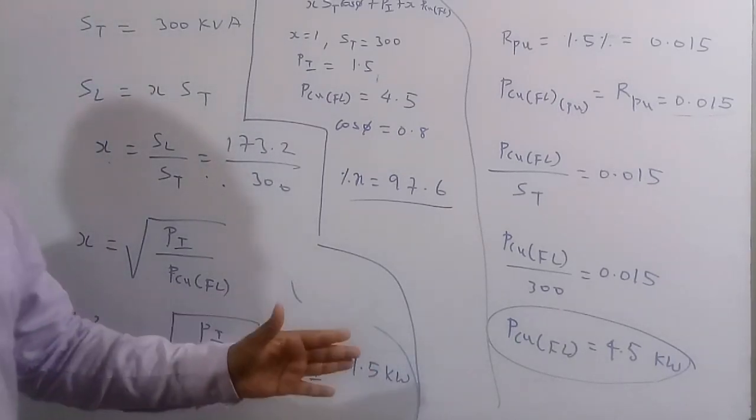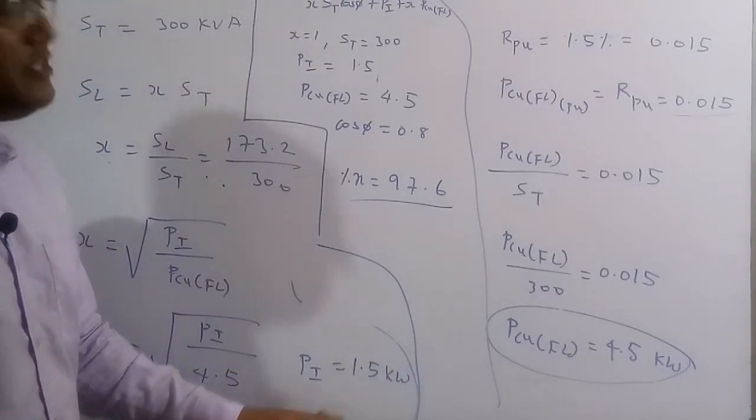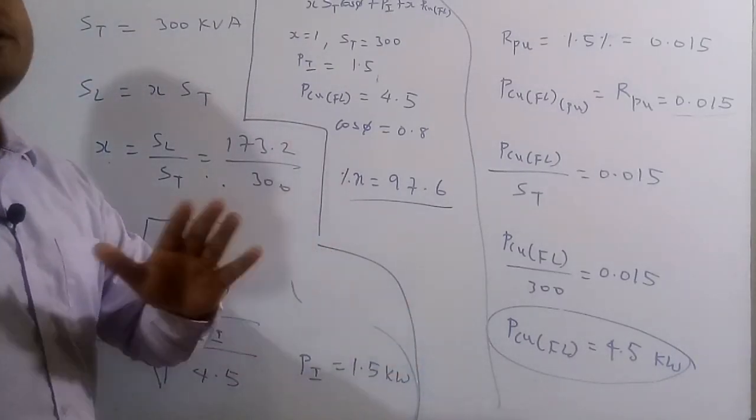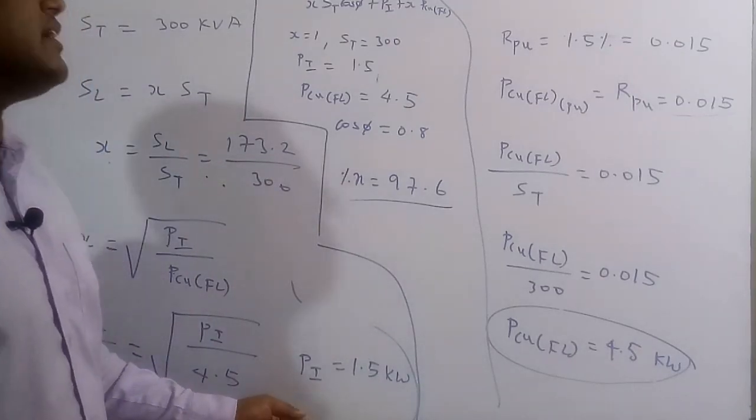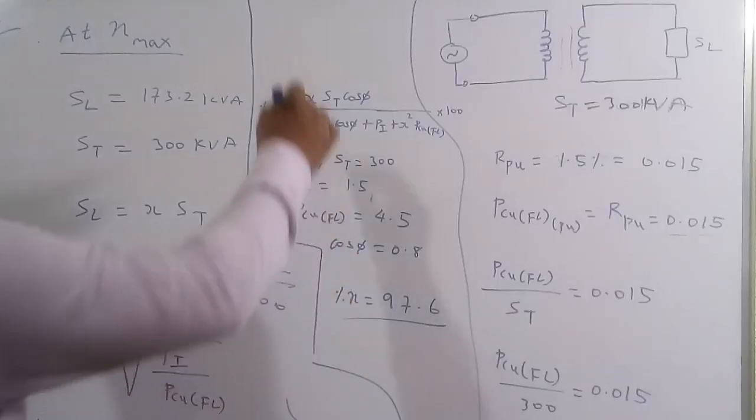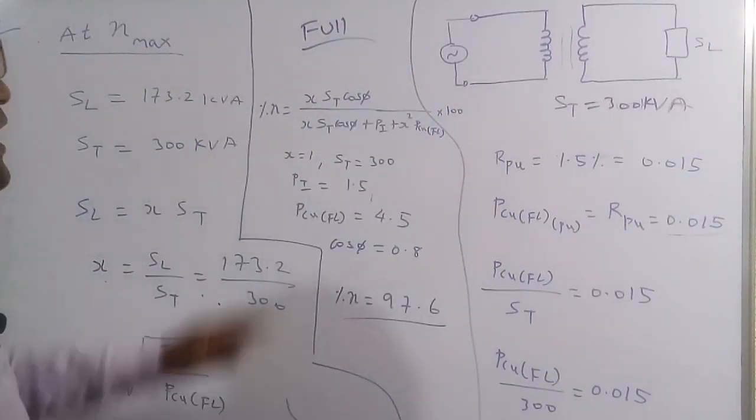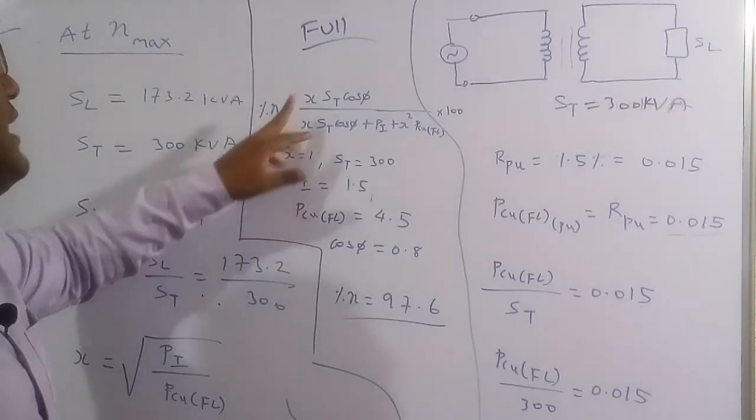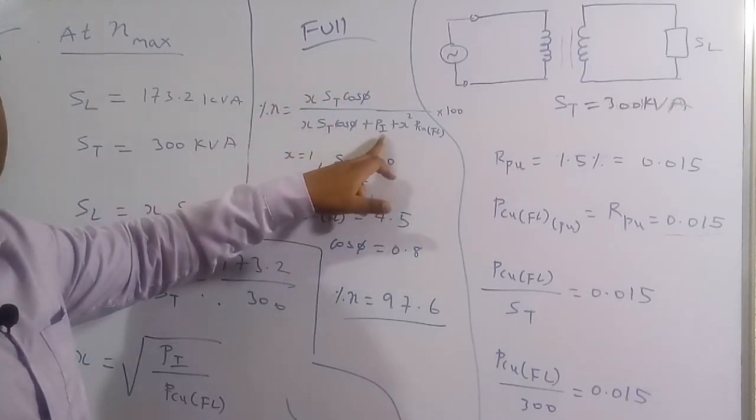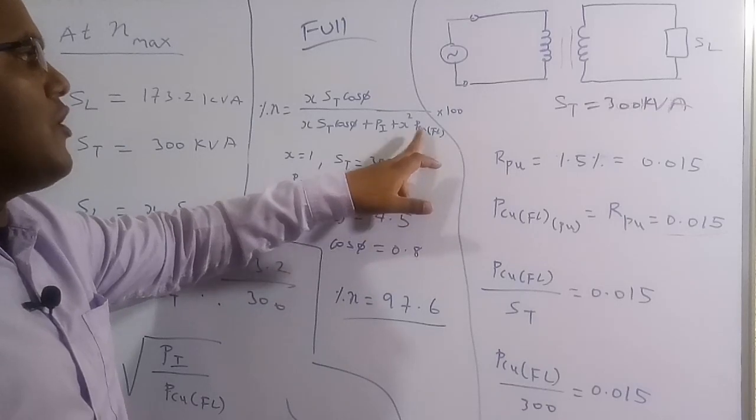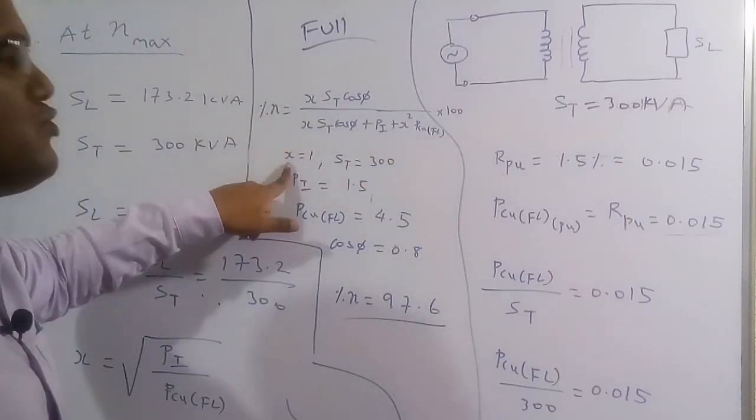Copper loss is variable because it depends upon the load, but the iron loss is always constant at 1.5 kilowatt, independent of the load variation. It is a summation of the hysteresis loss and the eddy current losses. Here at full load we have to find the efficiency. The efficiency of the transformer at any load is X into ST cos phi divided by X into ST cos phi plus iron loss plus X square times the copper loss at full load, into 100 for percentage. Here full load means X is equal to 1.